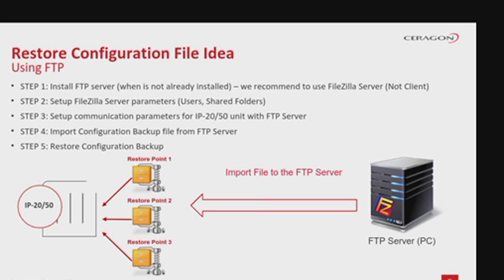Step 3. Set up communication parameters for the IP50 or IP20 unit with the FTP server. Step 4. Import configuration backup file from FTP server. Step 5. Restore configuration backup.